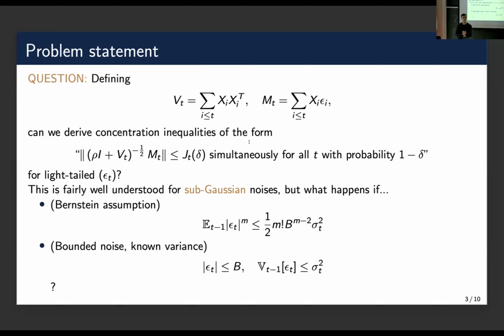Or what happens if epsilon t is bounded and hence sub-Gaussian, but we also want to exploit some information on the variance of epsilon t? So instead of having a Hoeffding type inequality, we want a Bernstein type inequality.